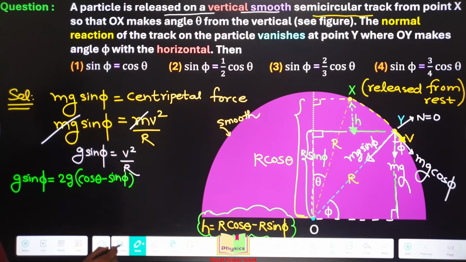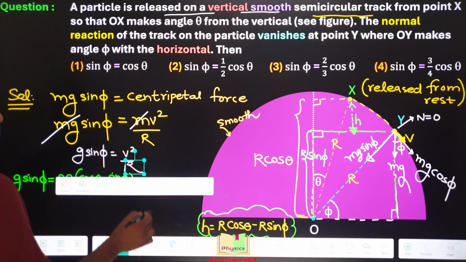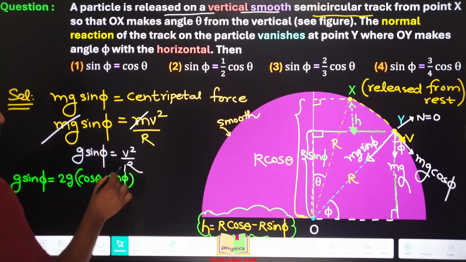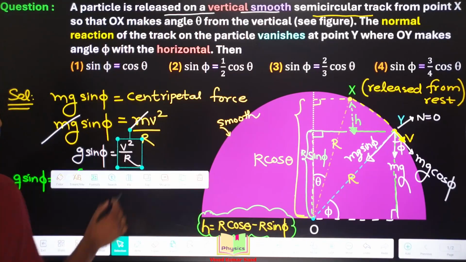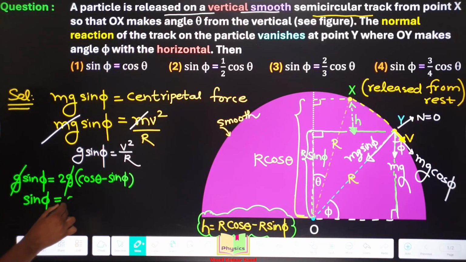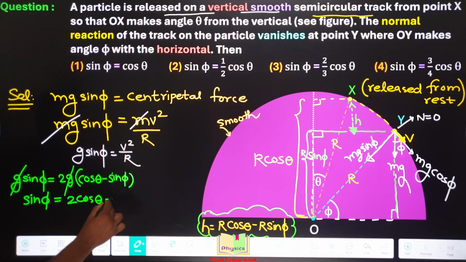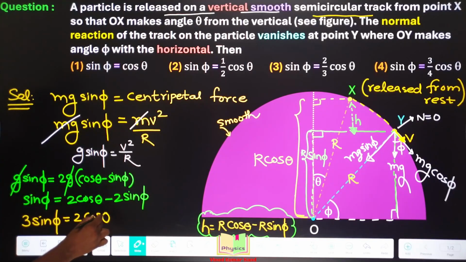Agree? Okay. Now simplify this expression further. I'm making a little bit of space, as we will require some space for the calculation. So the g and g are getting cancelled out. Here we have sin phi. Here we have 2 cos theta minus 2 sin phi. This 2 sin phi, I am shifting to the left hand side. So 2 sin phi plus sin phi will make 3 sin phi is equal to 2 cos theta.